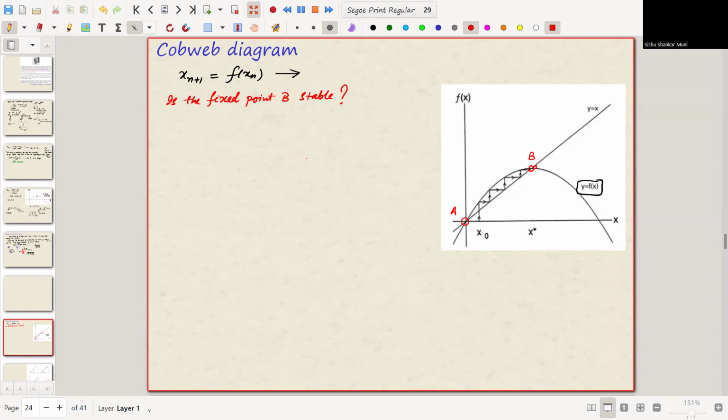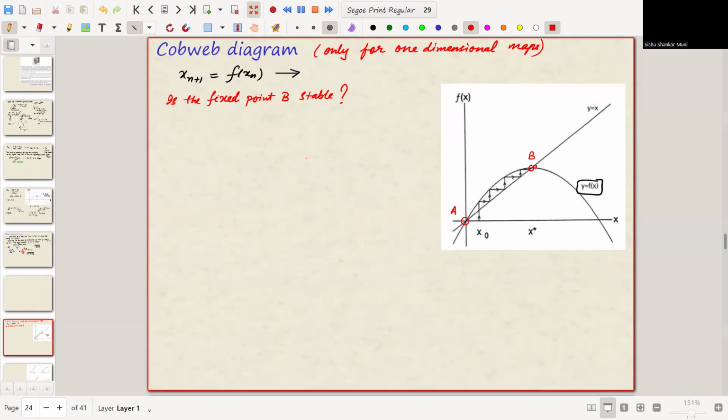So what we do, we start from any initial point. Cobweb diagrams are very handy only for one-dimensional maps. This is a great, very useful and powerful technique for a one-dimensional map. But as you increase your dimension, this cobweb diagram is not useful in the case of 2 dimensions or 3 dimensions. So this is a one-dimensional map we are considering.